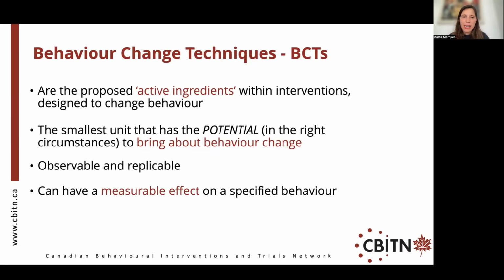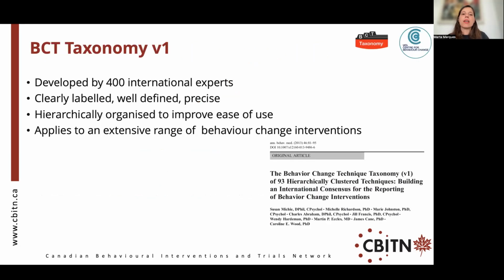Because we can have a lot of active ingredients. You can think about this the same way as you think about chemical elements, because we can have so many within interventions. Researchers from the Center for Behavior Change and other colleagues around the world developed a taxonomy of behavior change techniques called version 1, because the idea was also that this could change, could evolve according to new evidence, to new learnings within behavioral science.